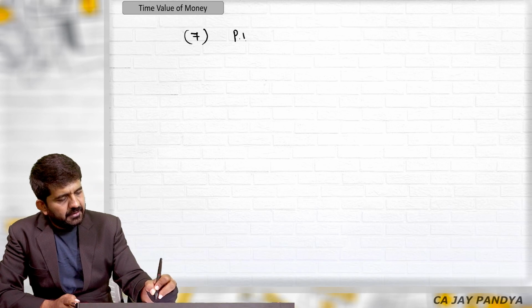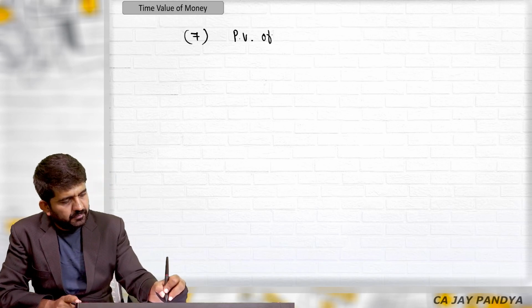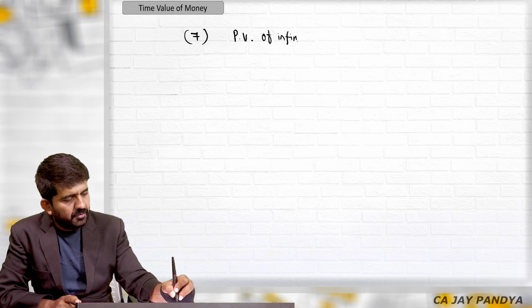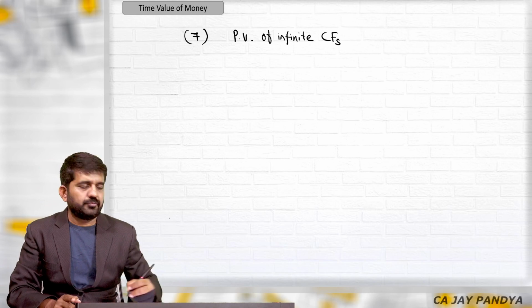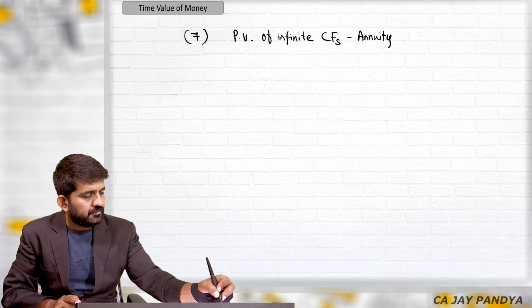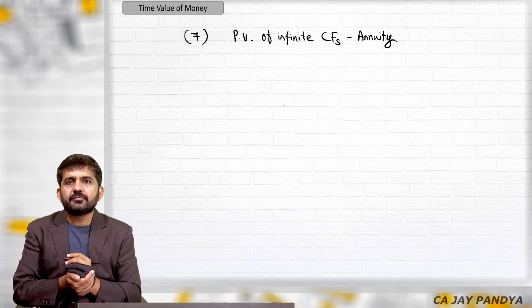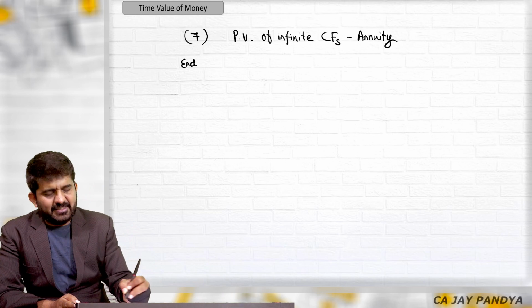This is present value. So you will be finding out the present value of infinite cash flows, which are annuity. So what is the case? This is the case.